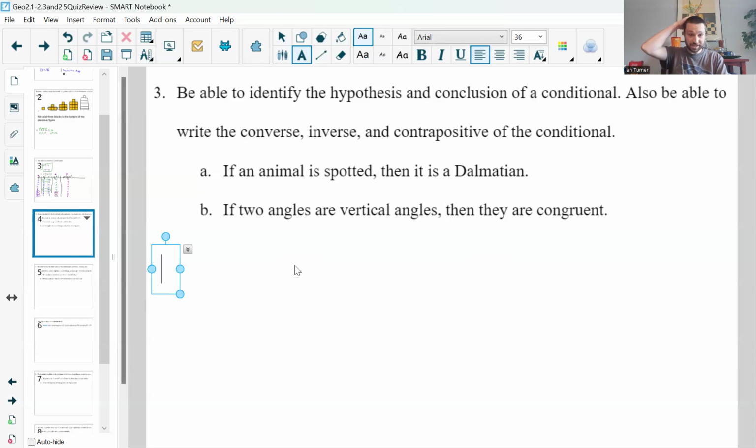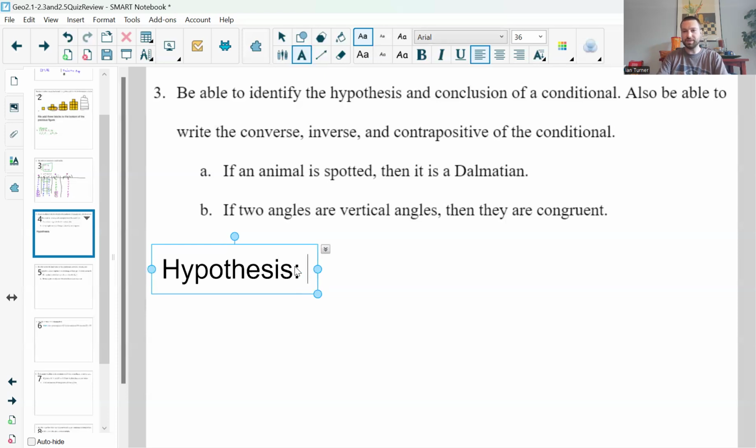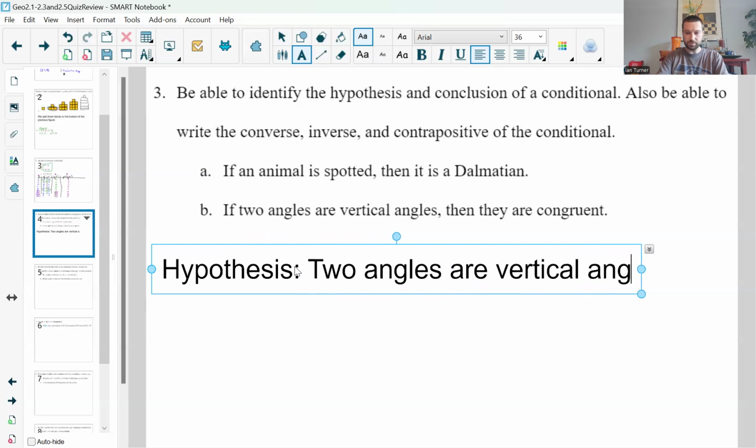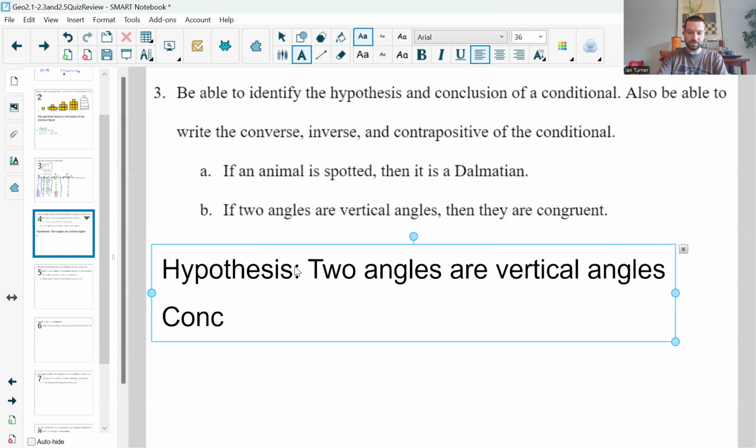Hypothesis and conclusion of a conditional, and then be able to write the converse, inverse, and contrapositive. And this is without truth value. There's two here. You could practice on either of them. Let's do B because it sticks with a little bit more mathy thing. Remember, the hypothesis is just the statement with the if. You don't need to include the if. So it'd be two angles are vertical angles. That would be the hypothesis. And then the conclusion, they are congruent.